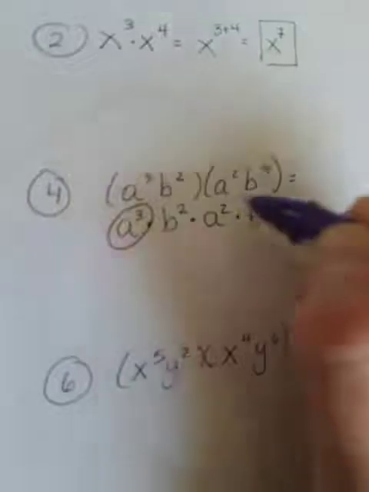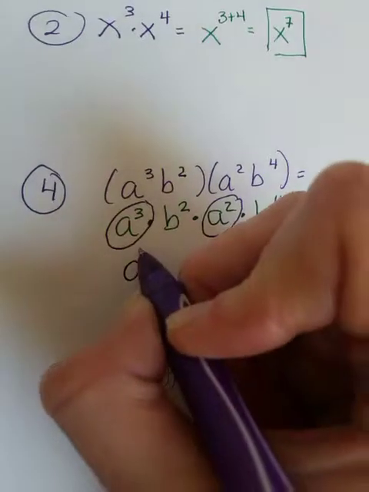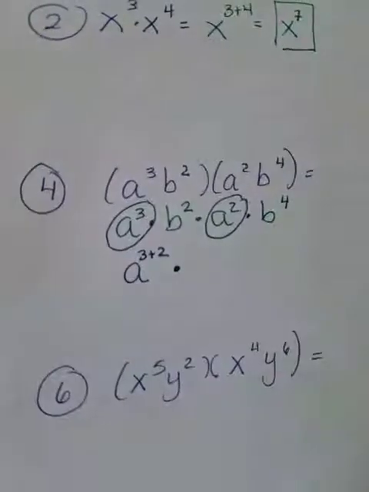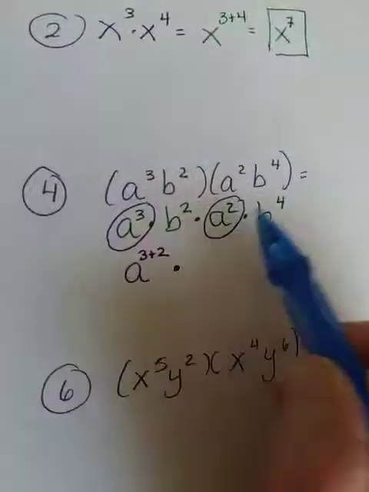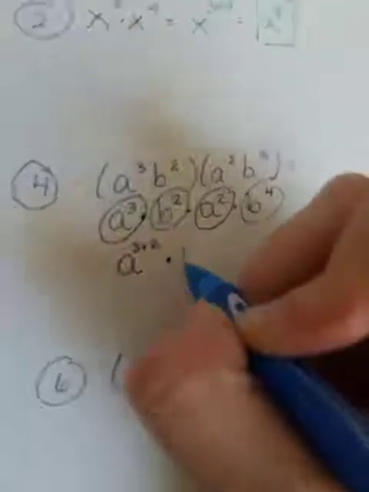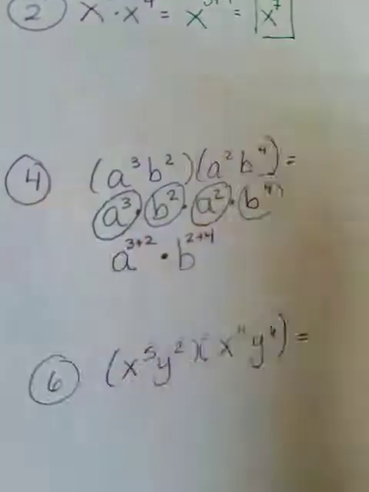So I need to group together and think, okay, I got a cubed and a squared. So I keep my base and I add my exponents of 3 plus 2. Then I am multiplying. How do I know I'm multiplying? Because these are all being multiplied. Now I look at my next base, b. Keep the base, add the exponents, 2 plus 4.